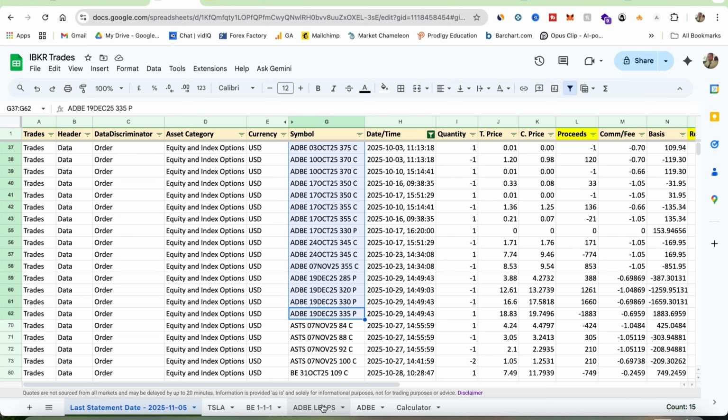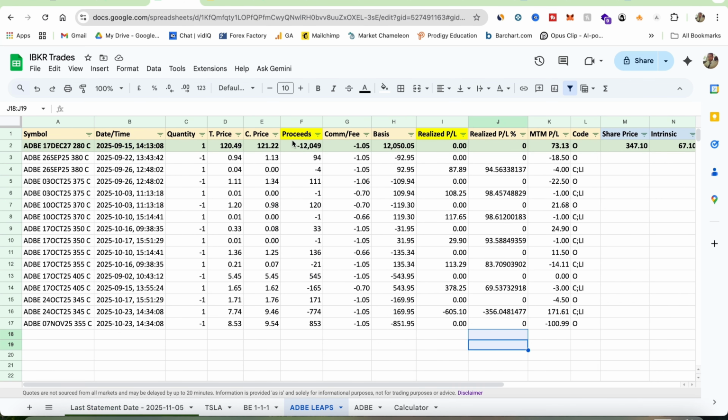You can see here on this tab, I'll probably do another video on it. It's just the LEAPS. So again, I bought a LEAP for 12 grand, and I've been selling covered calls against it, poor man's covered calls against it. So again, I've made about $1,000 in terms of premium on that.